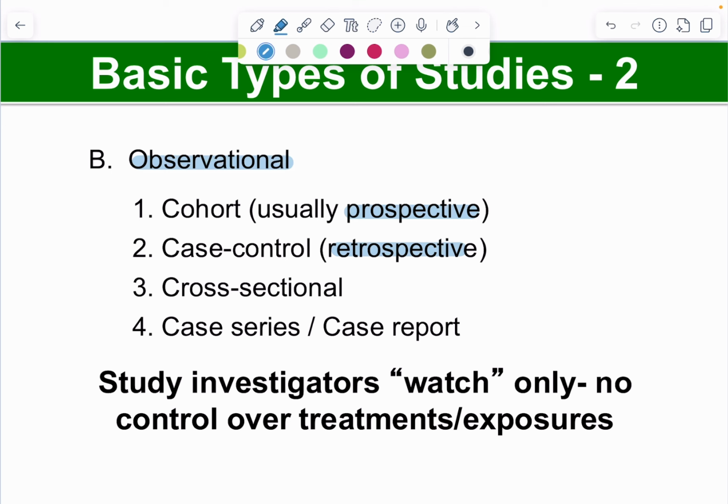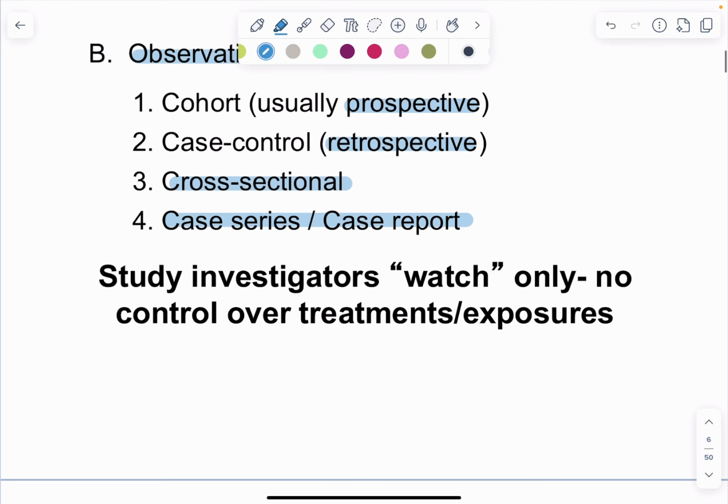which is the other name of the case control study. So if it's not specified and only retrospective is written, you have to understand this is case control. Then we have cross-sectional, and then we have the case series and case control. Here the investigator will just watch. No control over the treatment or exposure. He will do nothing.